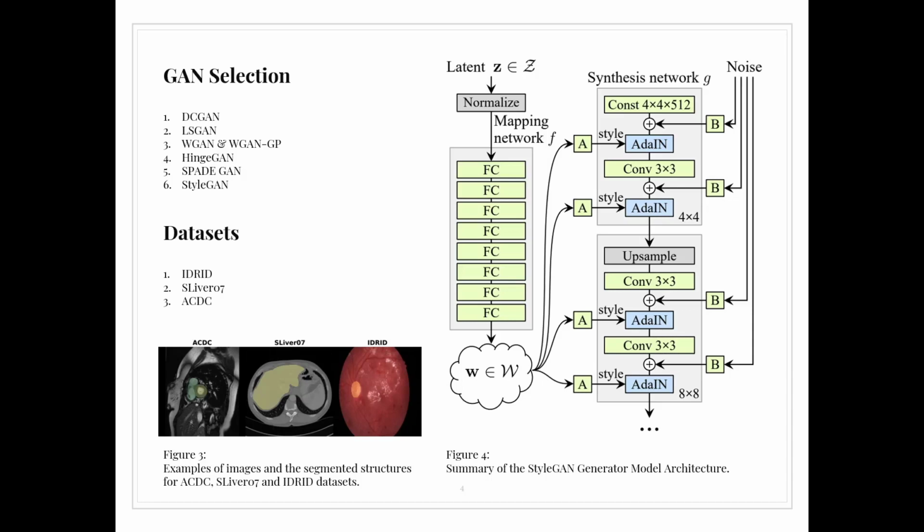The GANs were trained on 3 datasets: IDRID, SLiver07, and ACDC datasets, with training size increasing in that order. Figure 3 shows examples of images and the segmented structures for ACDC, SLiver07, and IDRID datasets, while figure 4 is a summary of the StyleGAN generator model architecture.